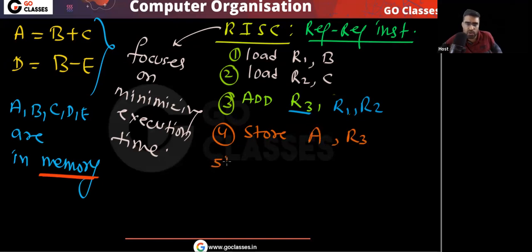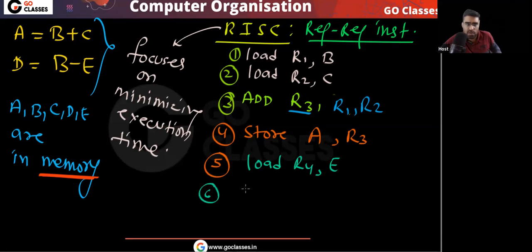Okay, then what you will do? The fifth thing: now you load B. Tell me, will you load this B again? Please tell me. We have already loaded B in R1. Yes or no? B is already available in R1. So you don't have to load this B again. You can simply just load E in register R4.